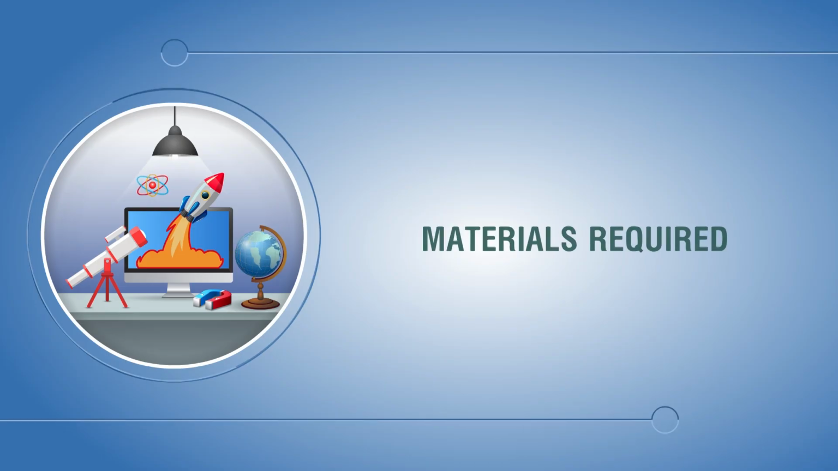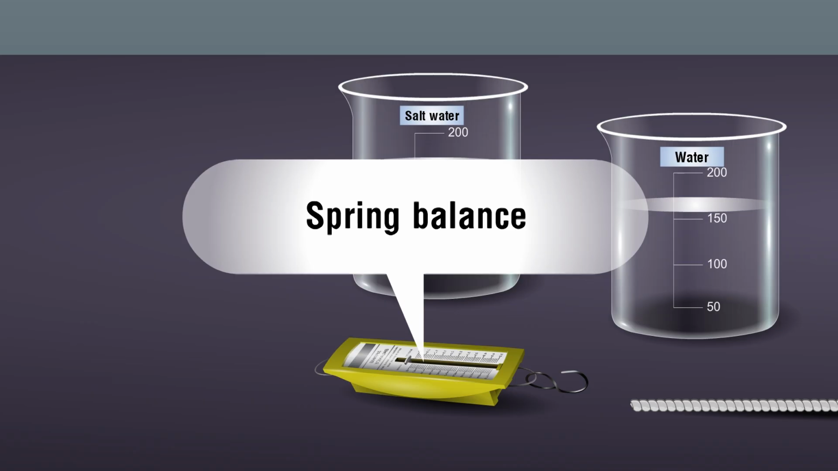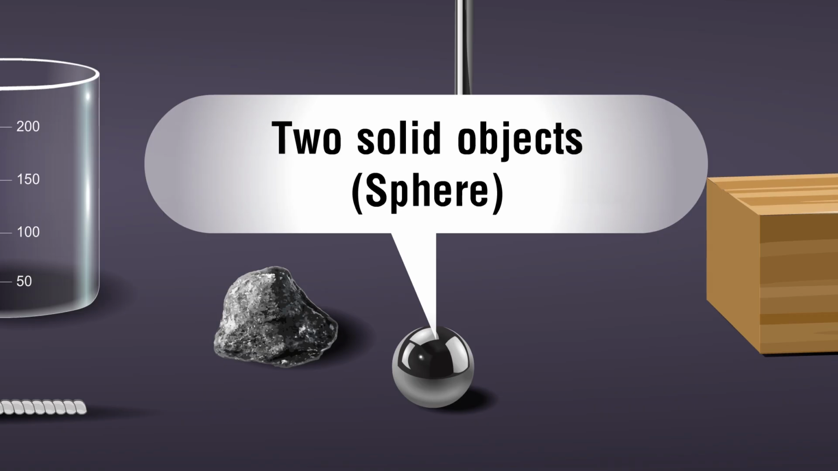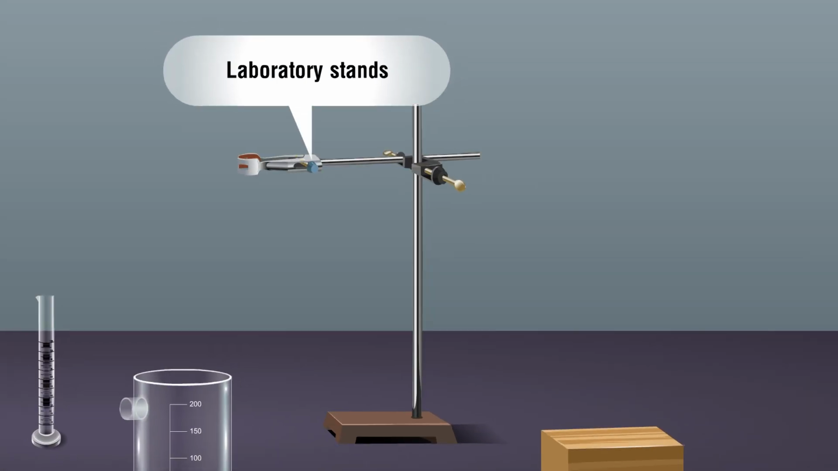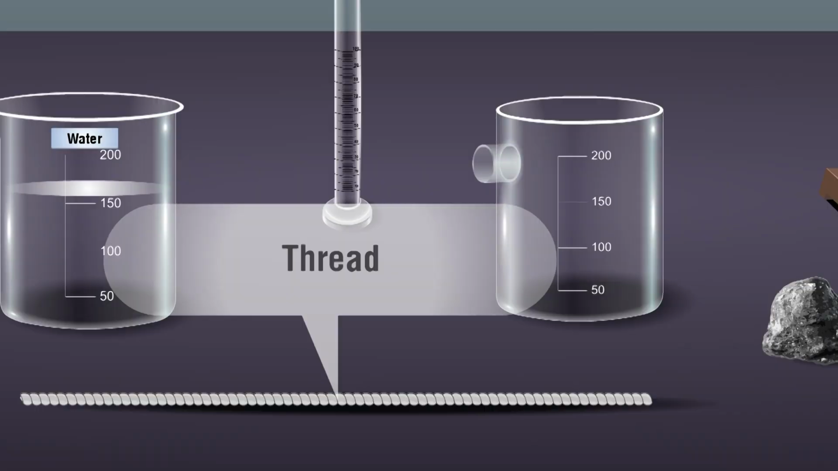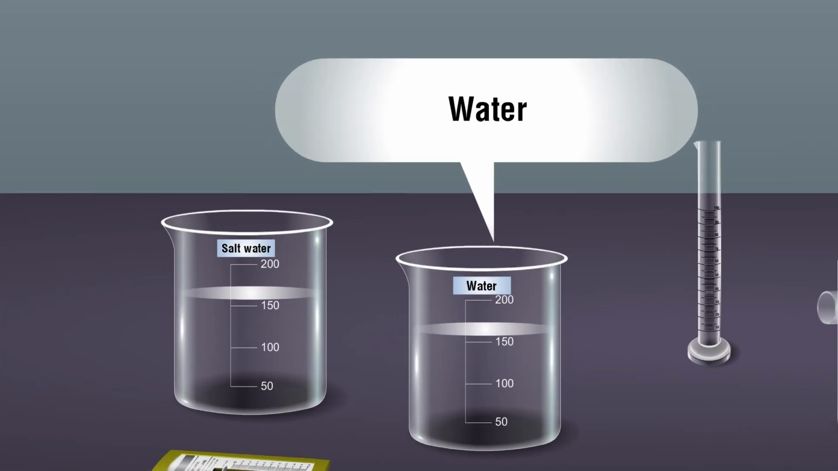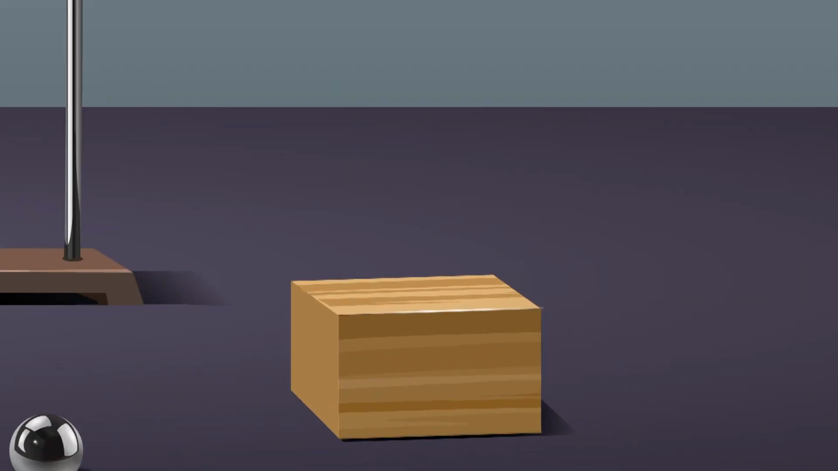Materials required: spring balance, measuring cylinder, 2 different solid objects, laboratory stands, thread, overflow can, water, salt water, wooden block.